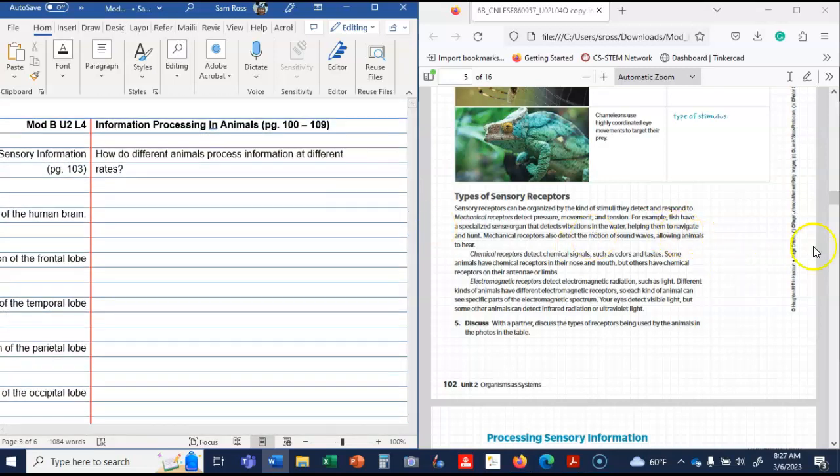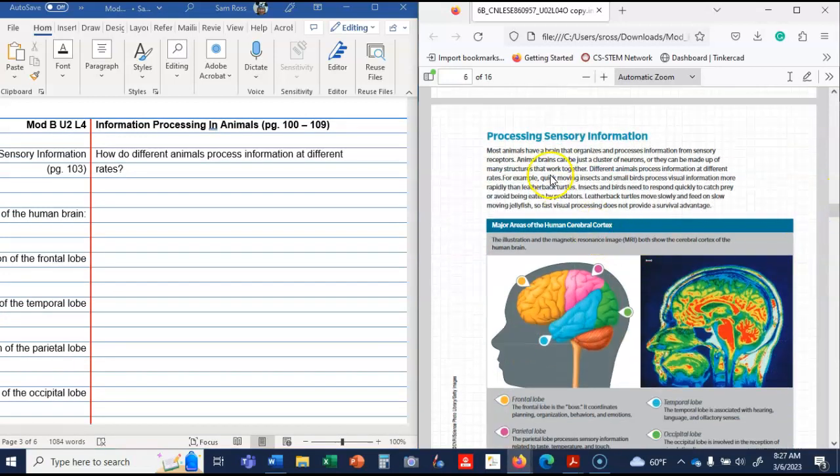Okay, how do different animals process information at different rates? Different animals process information at different rates. For example, quick-moving insects and small birds process visual information more rapidly than leatherback turtles, so I would include that example. Insects and birds respond quickly to catch prey or avoid being eaten by predators. Leatherback turtles move slowly and feed on slow-moving jellyfish, so they don't need fast visual processing. So what they're saying is insects and small birds need that fast visual processing, whereas the leatherback turtles don't need that.